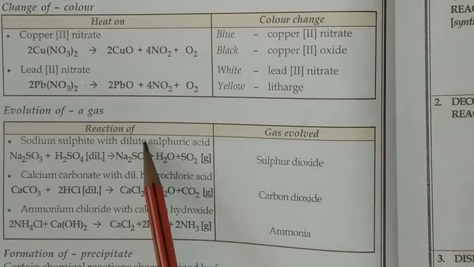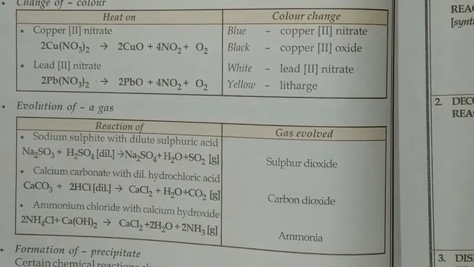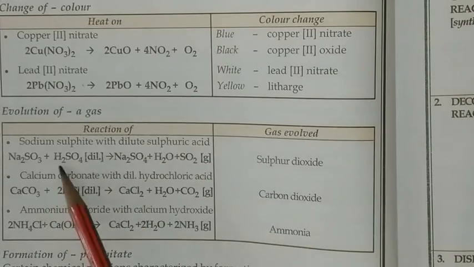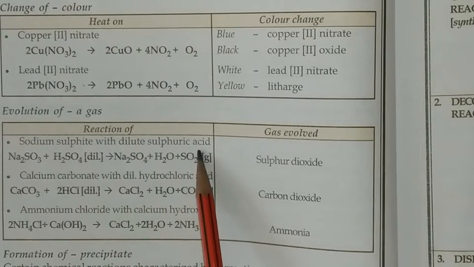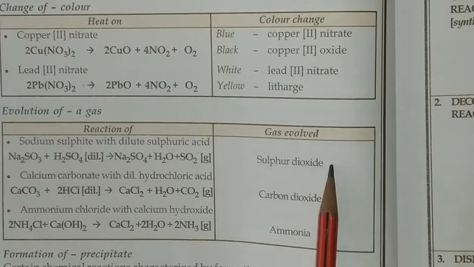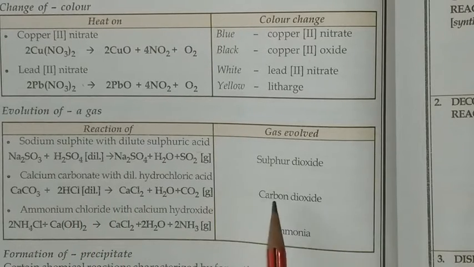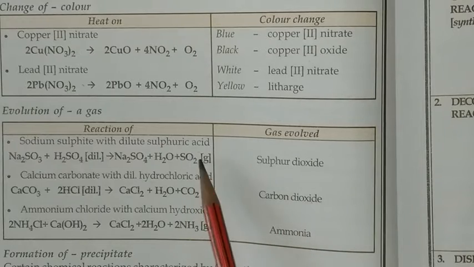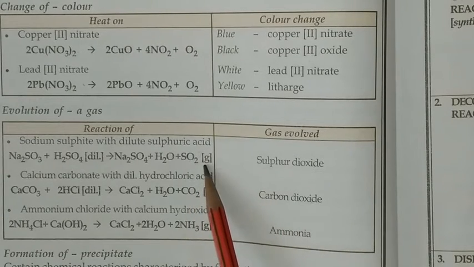Evolution of a gas. In some reactions, gases are evolved, like sodium sulfide, which reacts with dilute sulfuric acid. Evolution of sulfur dioxide gas occurred. Calcium carbonate with dilute hydrochloric acid gives carbon dioxide gas. Gases are indicated with this (g) in the bracket.